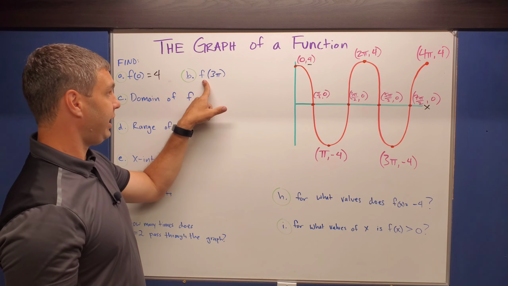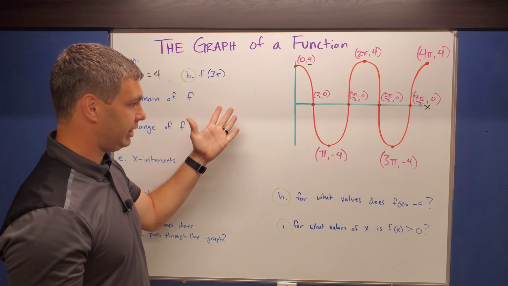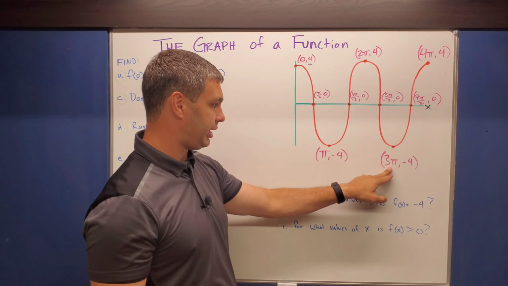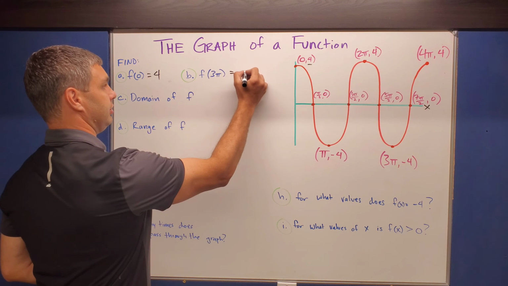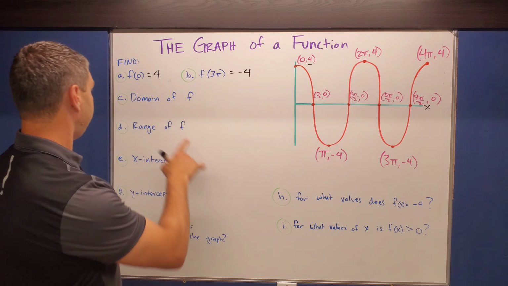Same thing, letter B, f of 3 pi. Let's find 3 pi. That's when our x is 3 pi. Our output is -4. Okay, -4. Not too bad.